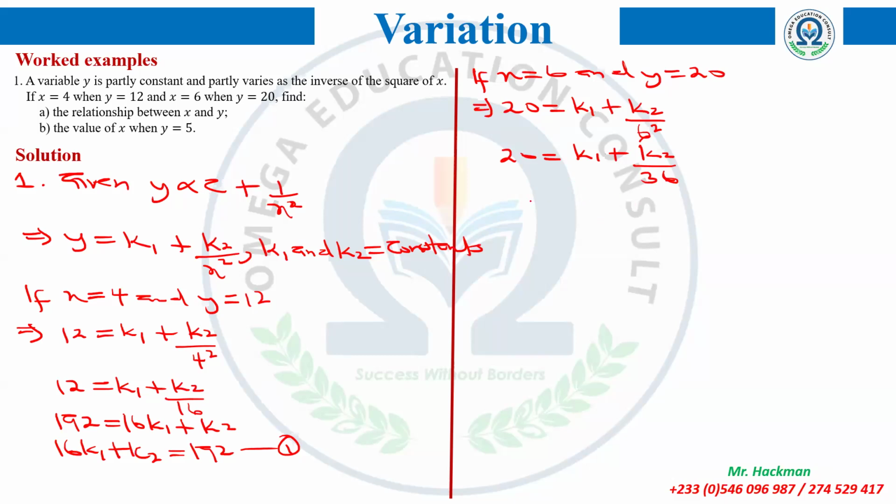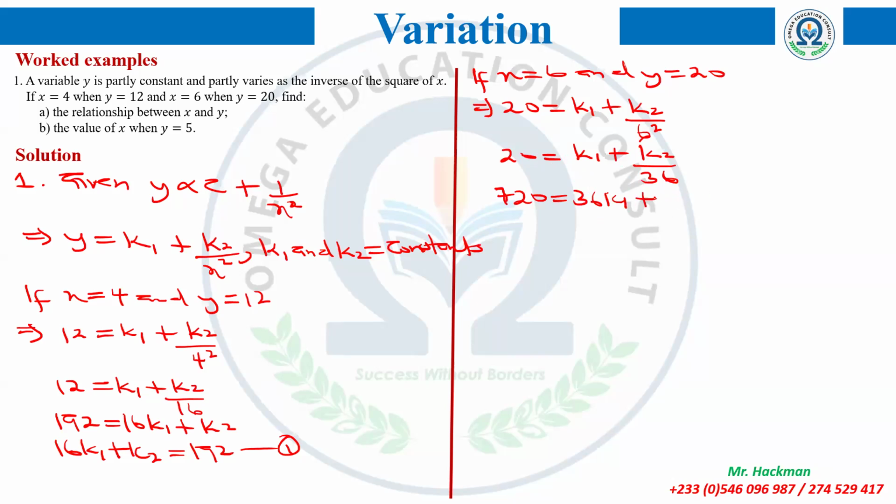The LCM will be 36. So each term by 36 will give us 20 times 36, 720, am I right? Yes, please. Okay, so 720 will be equal to 36 times K sub 1. So 36 K sub 1.